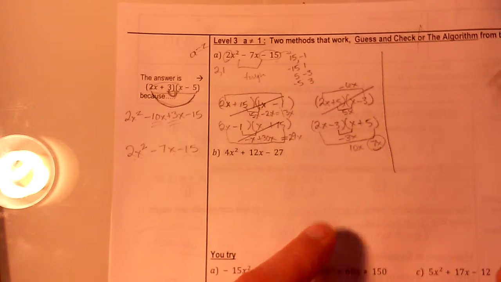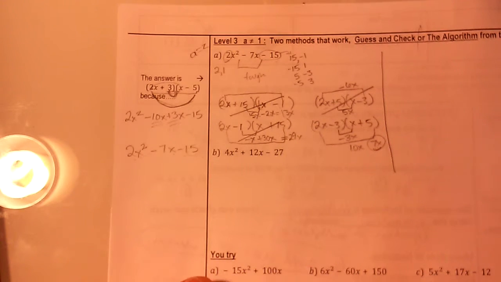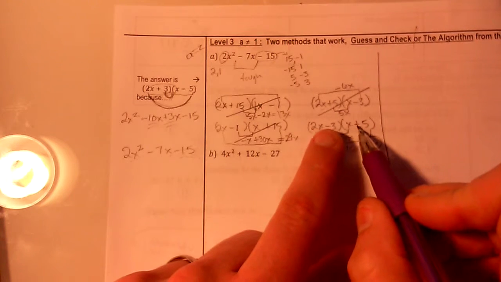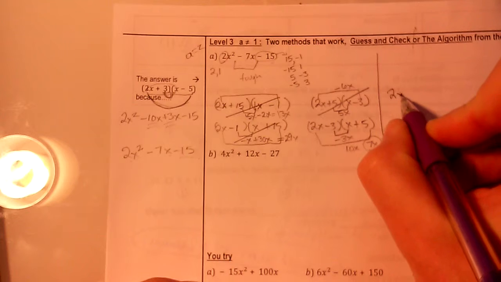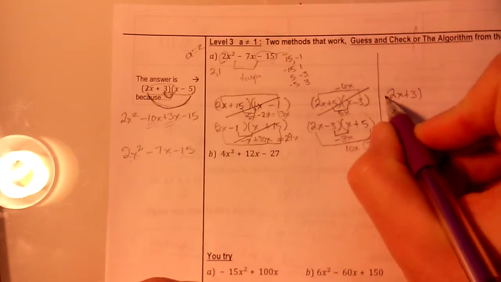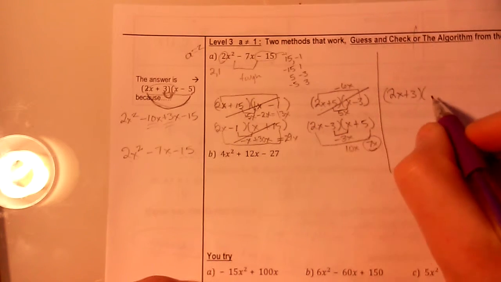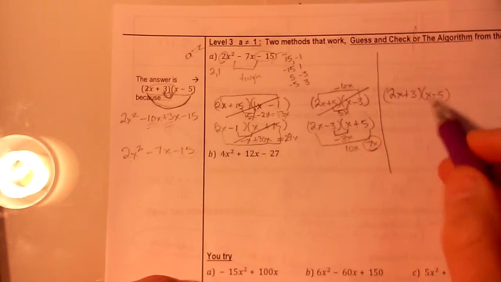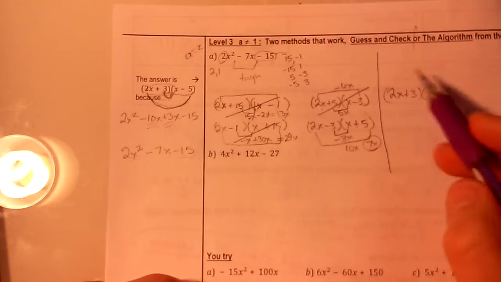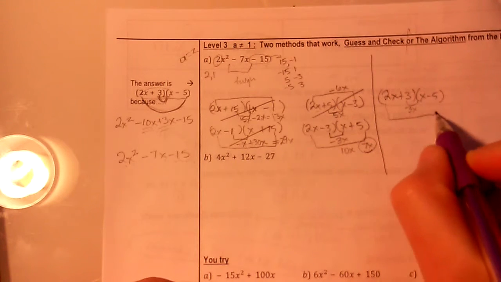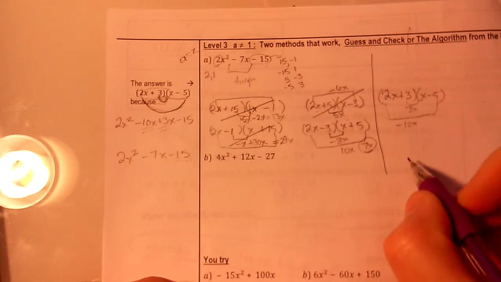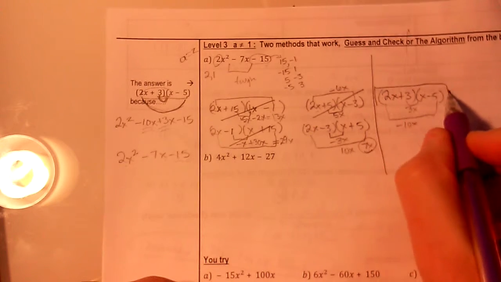So if you get to that stage, you get really close, but you don't get the answer, try switching the 2 signs here. So I have 2x plus 3 and x minus 5. That's still on my list of factors. And now when I check it, I'll get 3x on the inside and negative 10x on the outside. So this is my answer.